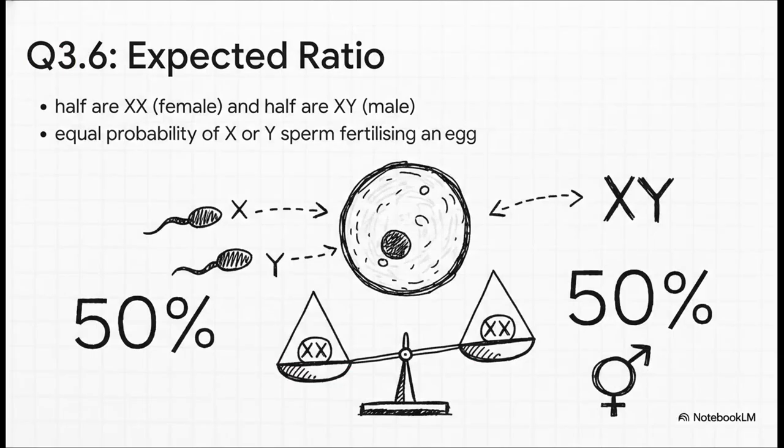Now, building on that, question 3.6 asks why we'd expect a 1-to-1 ratio of males to females. And the great thing is the mark scheme gives you a few ways to say this. You could just point out that half the results are XX and half are XY.